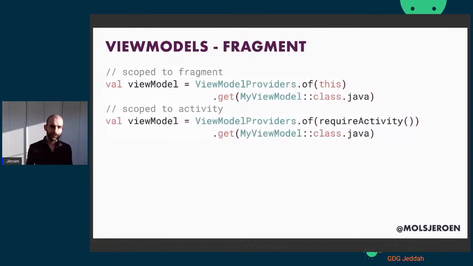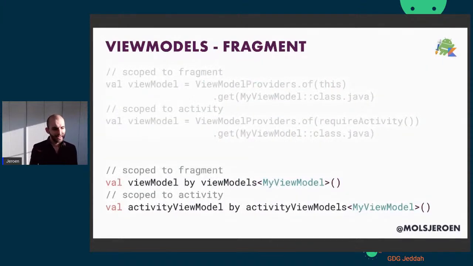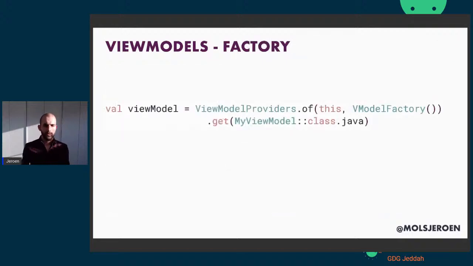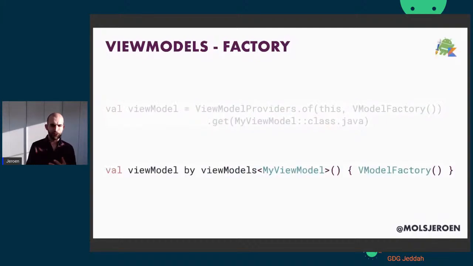Similarly for the fragments, you either have a view model of the fragment or a view model of an activity. And KTX actually also expresses that neatly by saying by view models or by activity view models. These ones I use very, very much actually. And if you have a view model which requires a factory to create because you want to pass some data in, that's also possible. Then you just say by view models, and you can actually provide it a lambda that creates your factory.